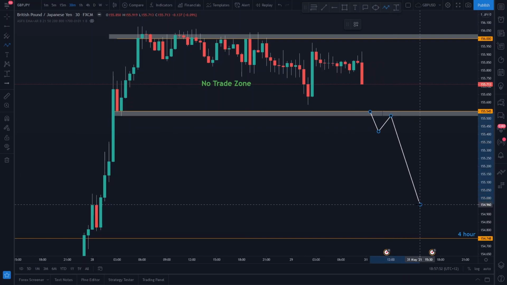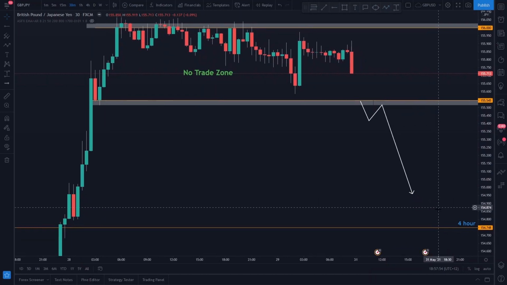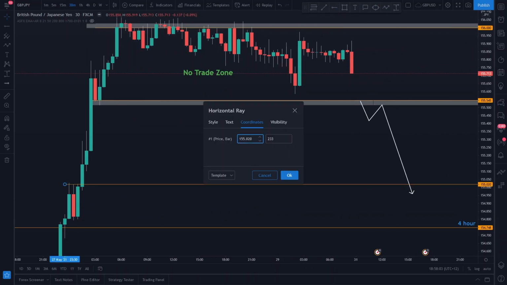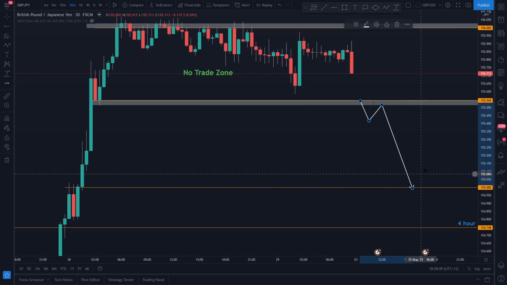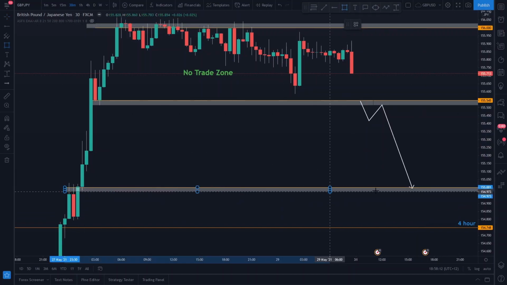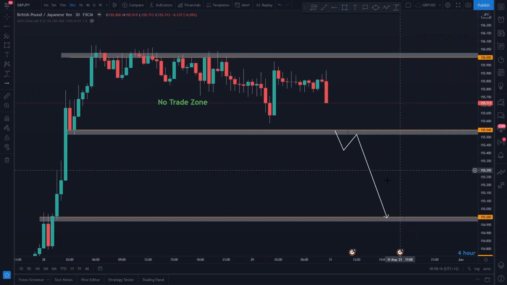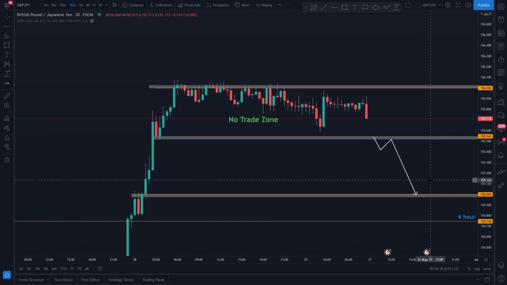This zone around here. But we cannot ignore 155, which is a whole number. So what we're gonna do is we're just gonna mark it here, 155. There you go. So this is a zone we would be looking at. This would be the target on the lower side.